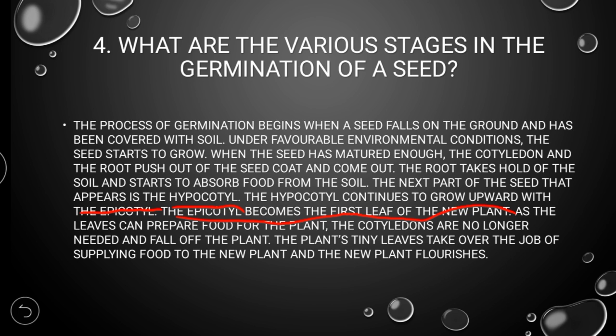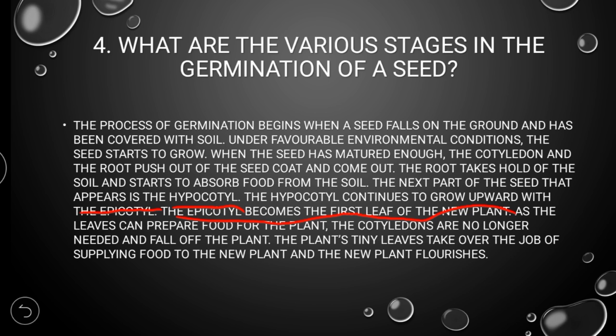The new leaves take the job of producing the food. I am repeating again. The process of germination begins when a seed falls on the ground and has been covered with soil. Under favorable environmental conditions, the seed starts to grow. When the seed has matured enough, the cotyledon and the root push out of the seed coat and come out.